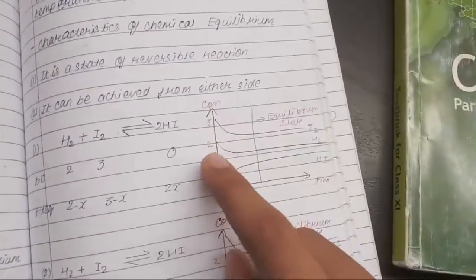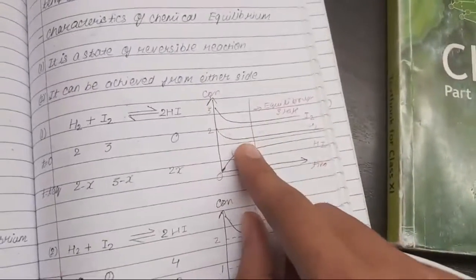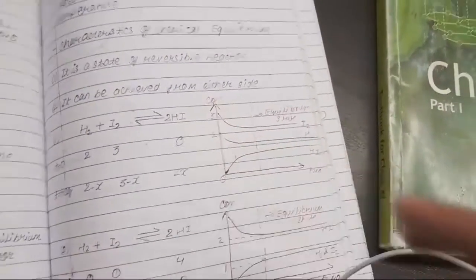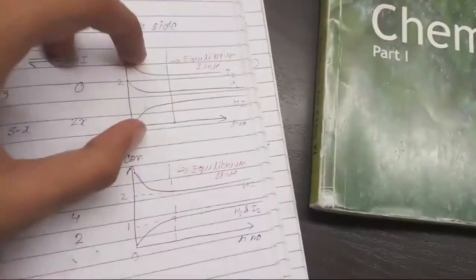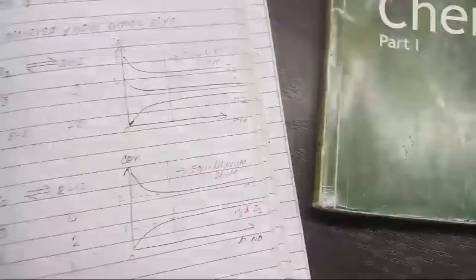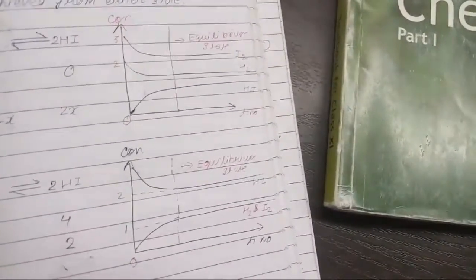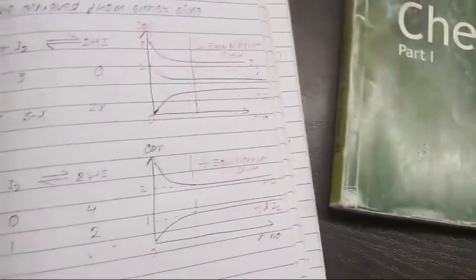The middle curve represents the H2 and the upper one represents I2. As you can see, this line is the equilibrium state. After this they all become parallel. They become parallel, so they have achieved the equilibrium state.